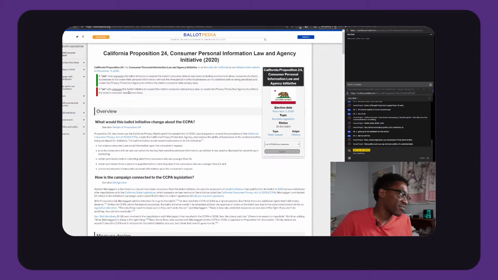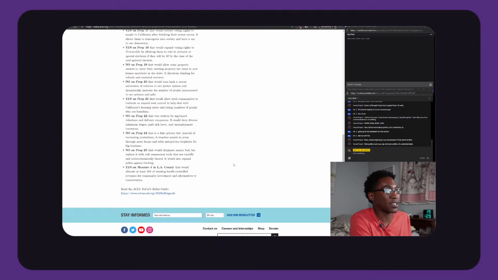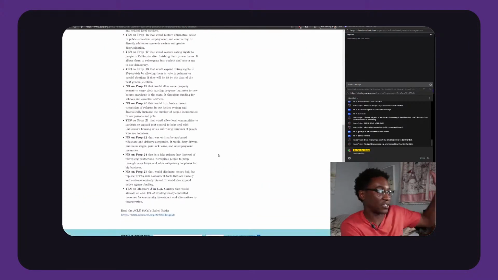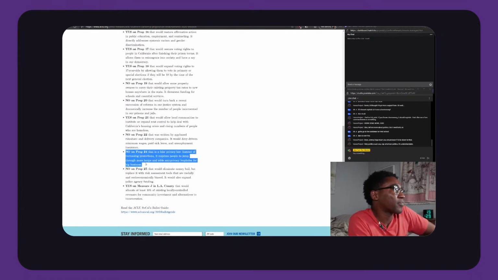But moving on, the thing I was getting at with Proposition 24 is that this is not the right way to fix this problem. I was doing a lot of research about this, and I eventually found the ACLU's position on this. I disagreed with the ACLU's voter guide on this, so I didn't just go straight to it. But the Civil Liberties Union checks the ramifications of how legal measures affect people's actual privacy and rights, and they look at this very closely, to the point of obsessiveness. According to their knowledge, they say it's a fake privacy law. Instead of increasing protections, it requires people to jump through more hoops and adds anti-privacy loopholes for big business.